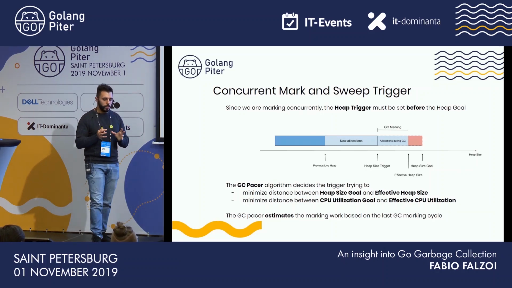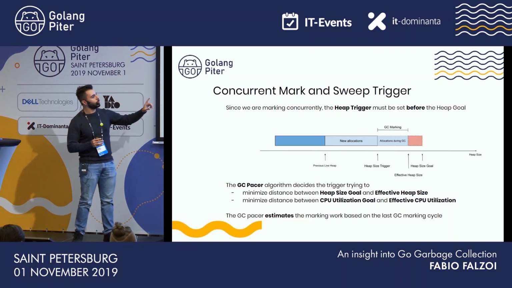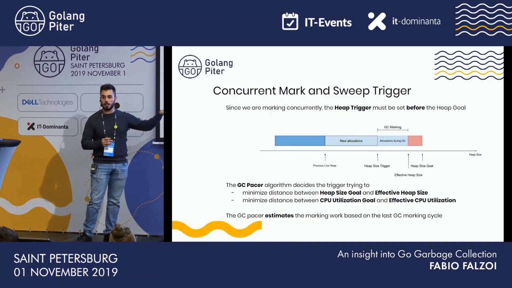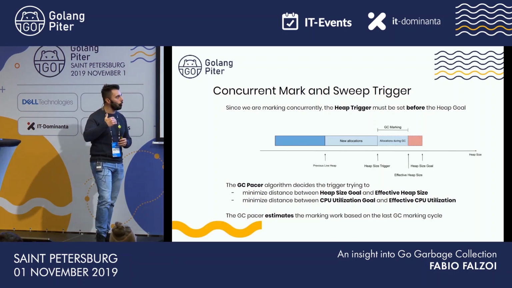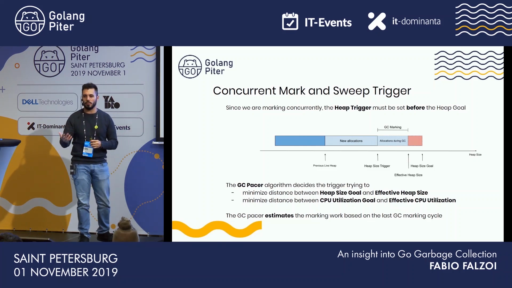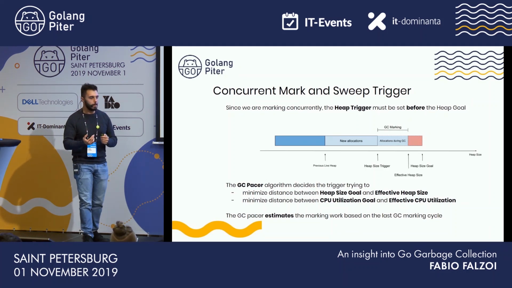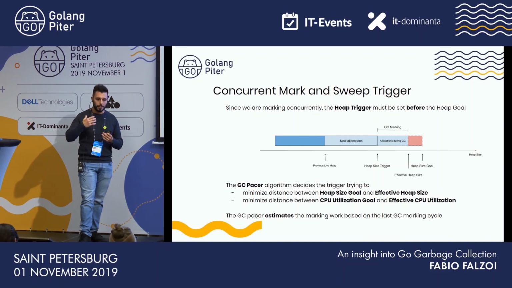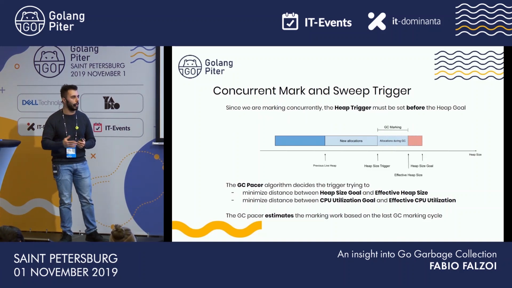The pacing algorithm has to optimize in two ways. The first thing is to try to minimize the distance between the heap size goal and the effective heap size, that red area over there. Clearly you do not want to go over the heap size goal, because you don't want to risk an out-of-memory error, but you do not want to fall too short of the heap size goal either, because if that red area is really long, it means that you are garbage collecting too frequently. So you are utilizing too much CPU for garbage collection.